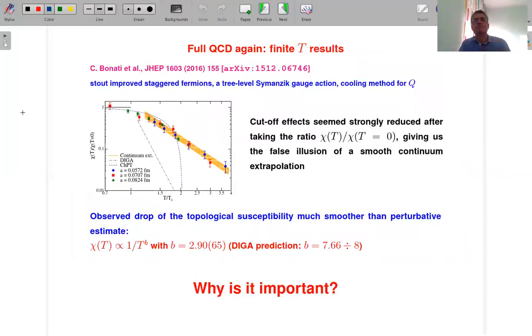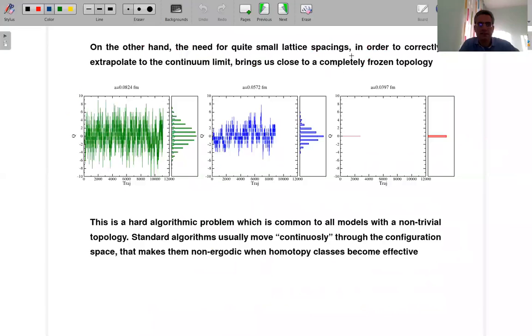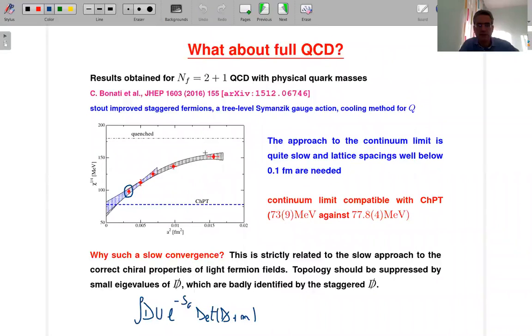Okay, so let me go back to full QCD again, and now talk about finite temperature results. The results that I showed you in the previous slides were about full QCD at zero temperature, where we expect chiral perturbation theory to work. Now let me go to finite temperature. The original purpose of this paper was finite temperature, because of axion phenomenology.